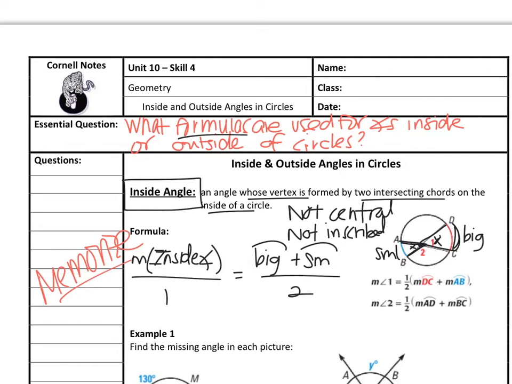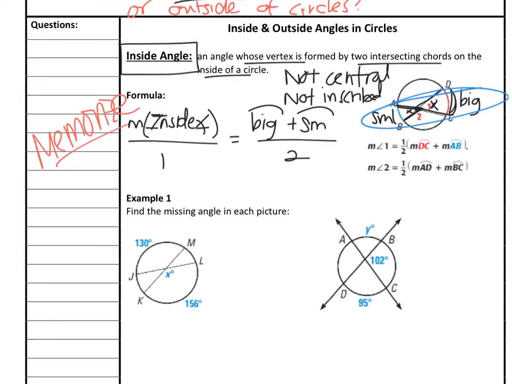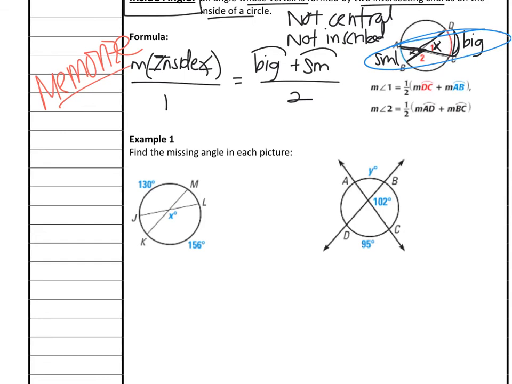And one thing I want you to totally notice here is that these are all in a straight line. They have to be lined up in a straight line in order for you to add the arcs and divide by 2. So we're going to see one quick example, and then the other one's going to take us just a second. It's not going to be too hard.